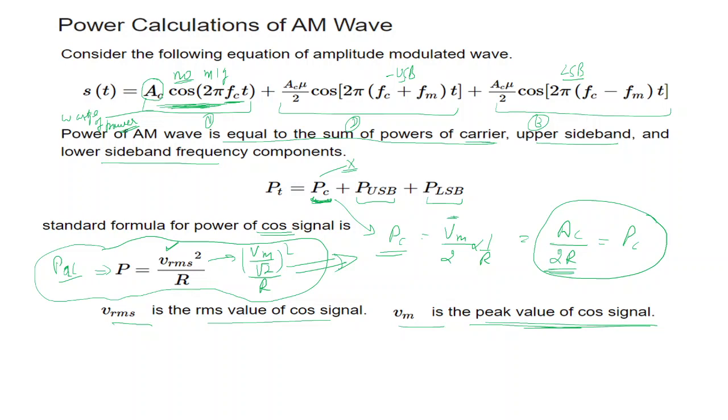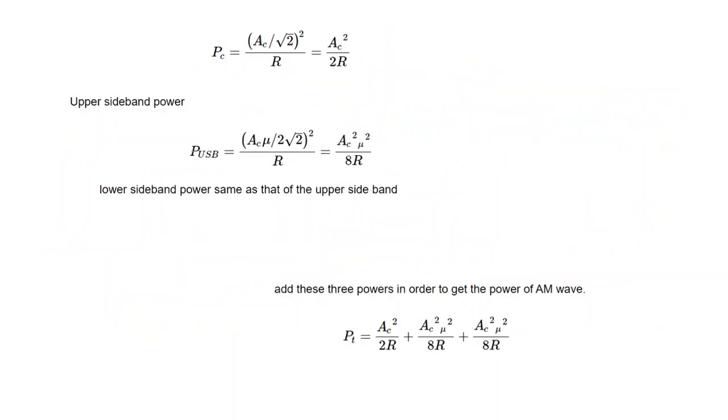Now we are talking about the power of the upper sideband and the power of the lower sideband. When we need to calculate these, this is your general expression, and while using this we need to first of all calculate this Vm value. So how much is this Vm value? This Vm value is a maximum value, and here this maximum value is AC mu by 2 for the upper sideband, and AC mu by 2 for the lower sideband. Now I am talking about the upper sideband.